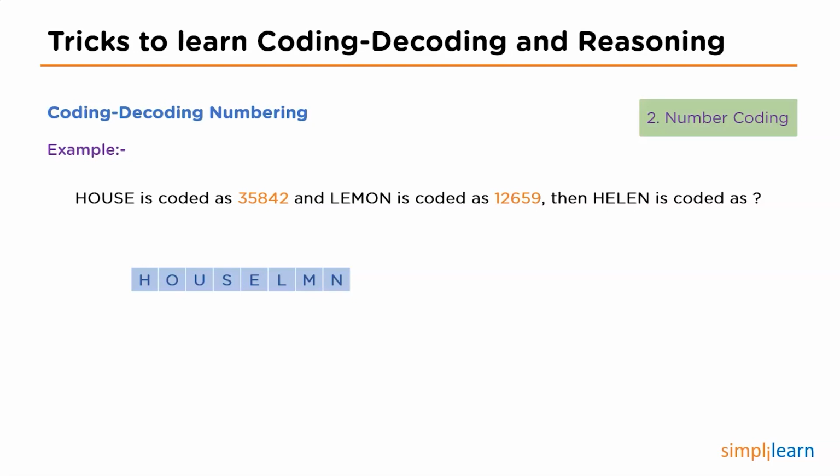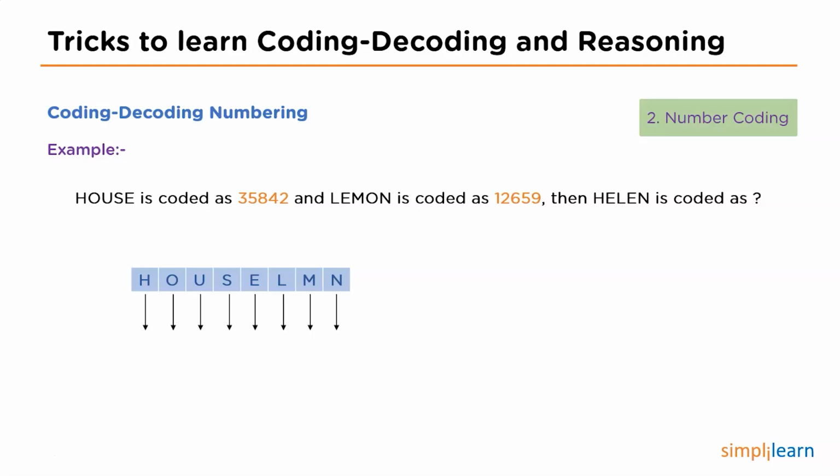We have house is coded as 3, 5, 8, 4, 2. Then lemon is coded as 1, 2, 6, 5, and 9. Then Helen is coded as? So the code for every letter is already specified in the question itself. So no need to understand fixed codes of the letters. Now let's specify the number of each letter to solve the problem. If you observe the two words, some of the letters are repeated. So no need to write the repeated letters.